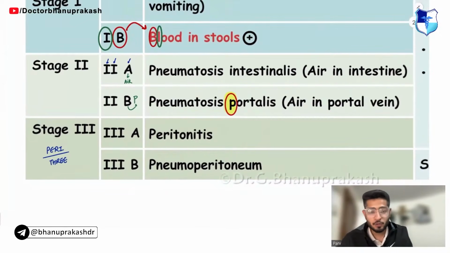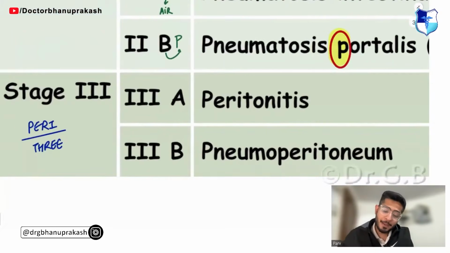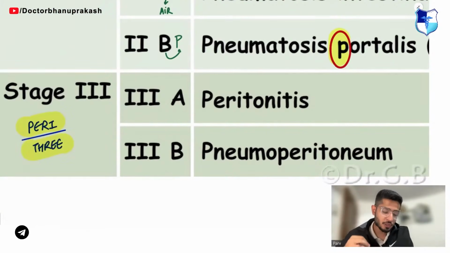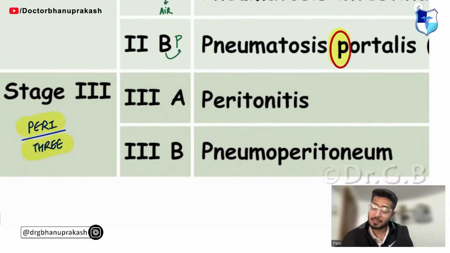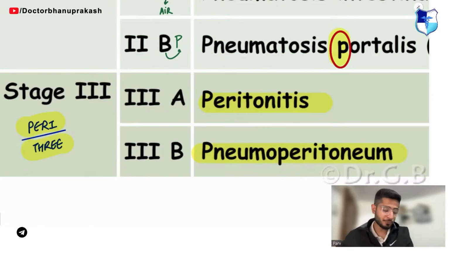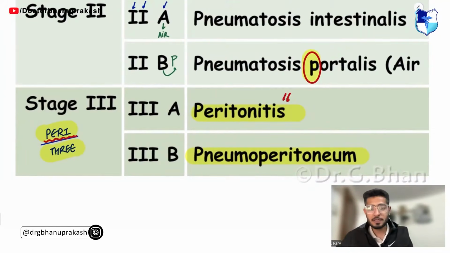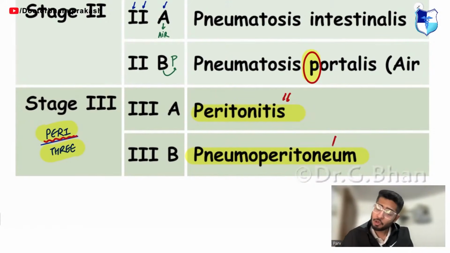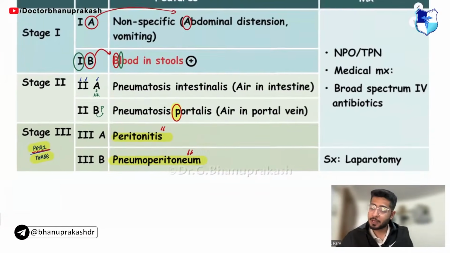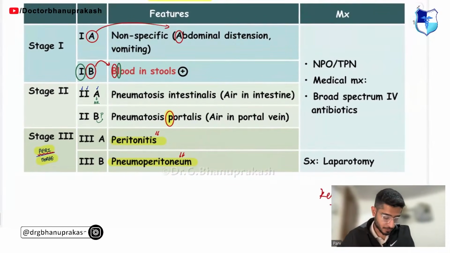Stage 3A is going to be peritonitis. So look, peri 3, peri. This is how you can remember that stage 3 is going to have peri. Peritonitis is 3A and 3B is going to be pneumoperitoneum. Whenever the word peritoneum comes, peritonitis is 3A, whereas pneumoperitoneum is going to come in 3B. This is different from air in the intestinal wall.